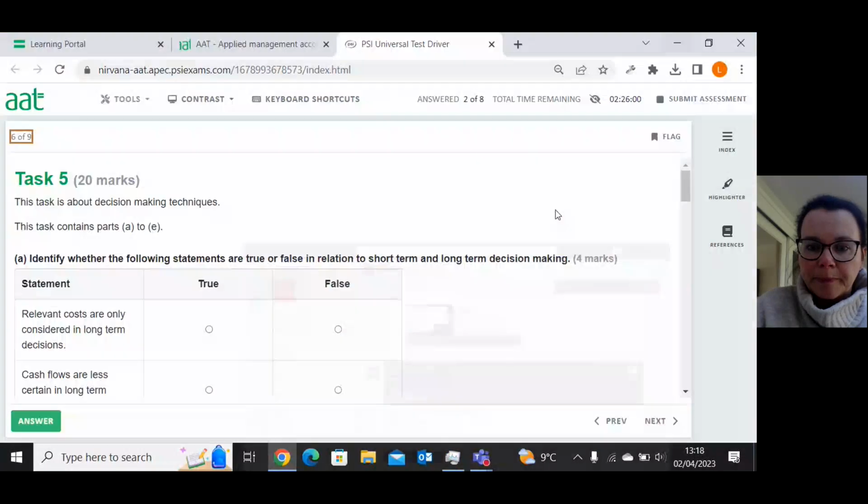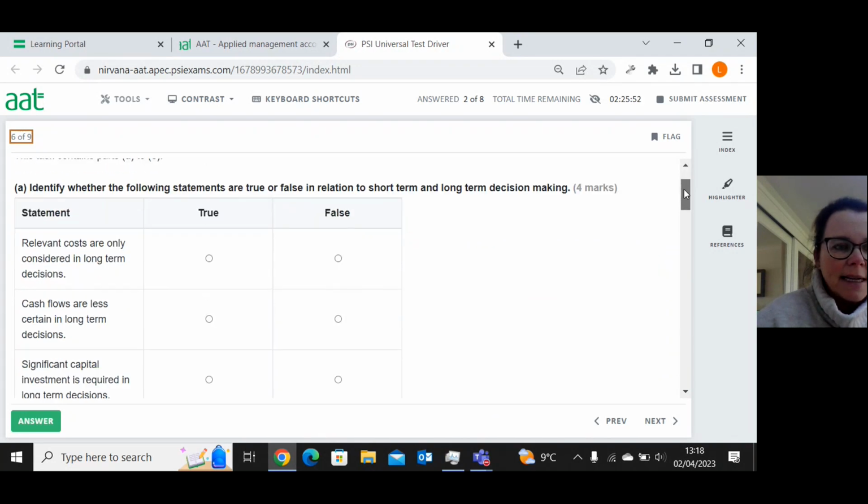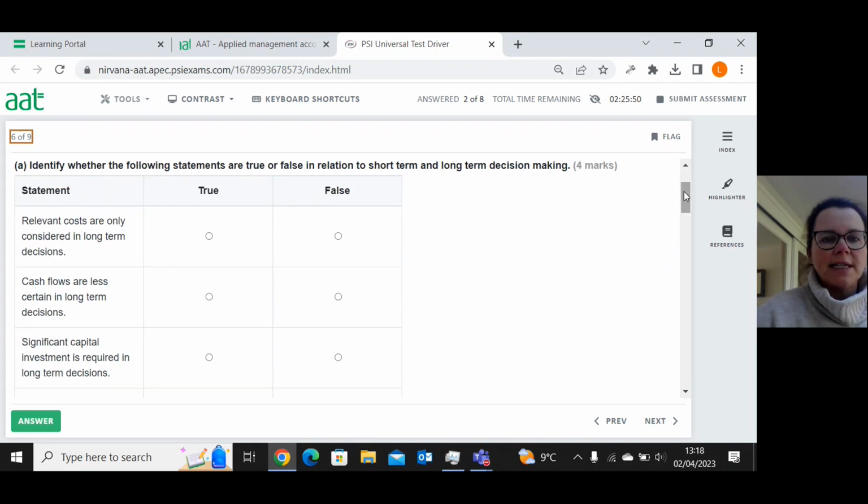Hi, this is tasks 5 and 6 of the second AAT sample assessment for AMAC. So task 5 is a 20 marker, computer marked, about decision-making techniques. Identify whether the following statements are true or false for short and long-term decisions.